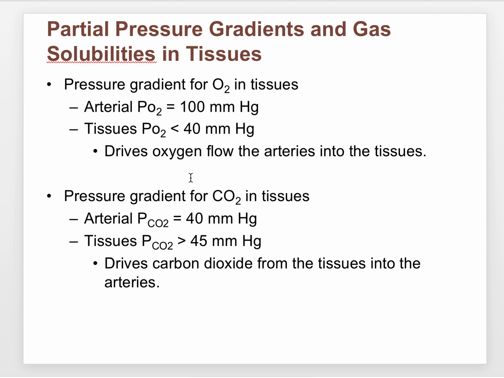This just describes the same thing. The pressure gradient for oxygen in tissues: arterial partial pressure of oxygen is 100 millimeters of mercury. The partial pressure of oxygen in tissues is less than 40. That's going to drive oxygen from the arteries into the tissues. For the pressure gradient for carbon dioxide, arterial carbon dioxide pressure is 40 millimeters of mercury. In the tissues, the partial pressure of carbon dioxide is 45 millimeters of mercury. This is going to drive the carbon dioxide from the tissues into the arteries. 45 is higher than 40, so it's going to drive carbon dioxide from the tissues into the arteries.